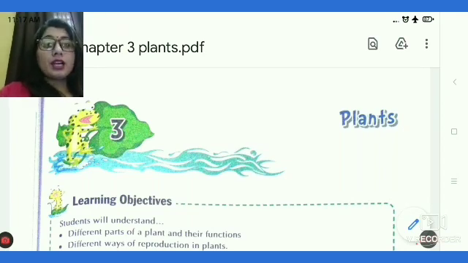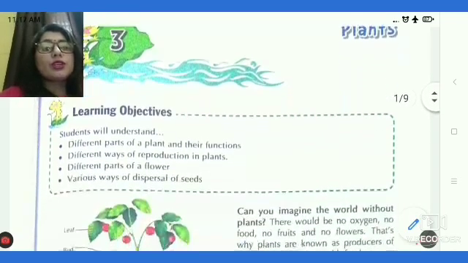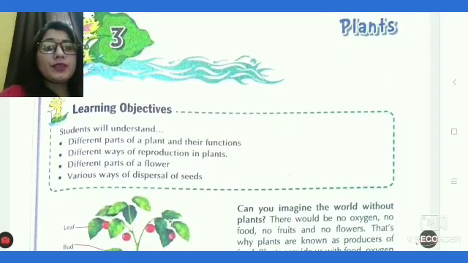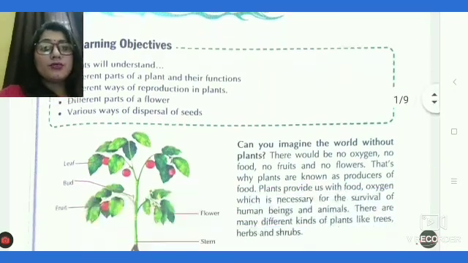So dear children, today I am going to explain lesson number 3, plants. In this chapter, we will talk about different parts of a plant and their functions, different ways of reproduction in plants, different parts of a flower, and various ways of dispersal of seeds. So let us start from here.